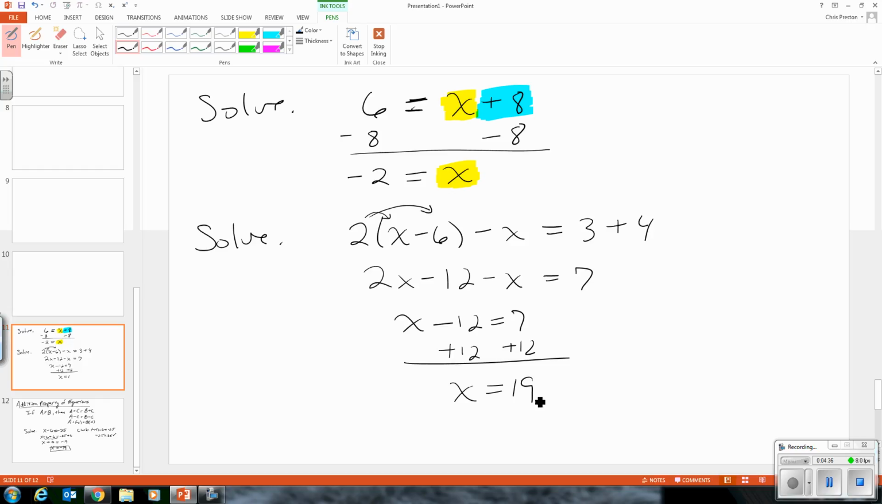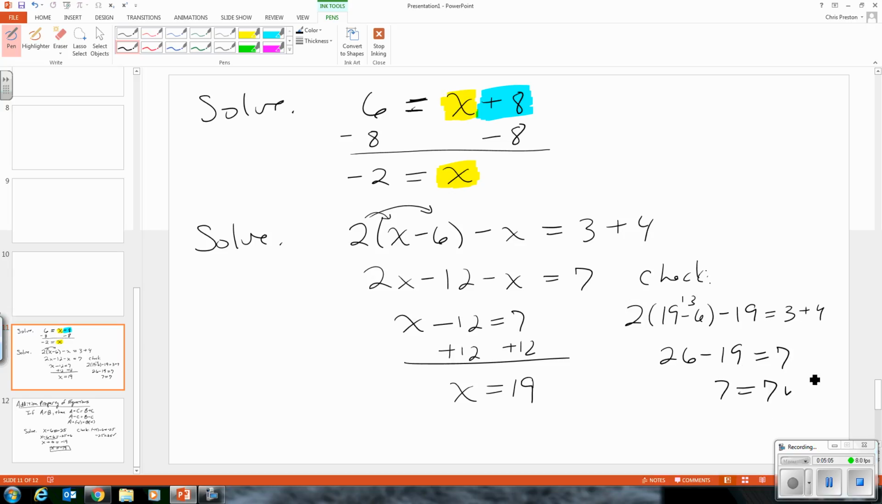And that's going to give me my answer: 19. And again, you could check these answers. I want to do a check real fast. Let's say 2 times 19 minus 6 minus 19 equals 3 plus 4. 19 minus 6 is 13. So 2 times 13 is 26 minus 19. 3 plus 4 is 7. Well, 26 minus 19 is 7. That equals 7, so that is correct. So this is my answer.